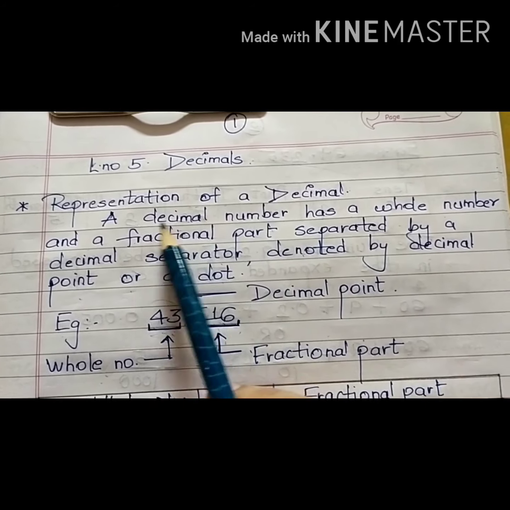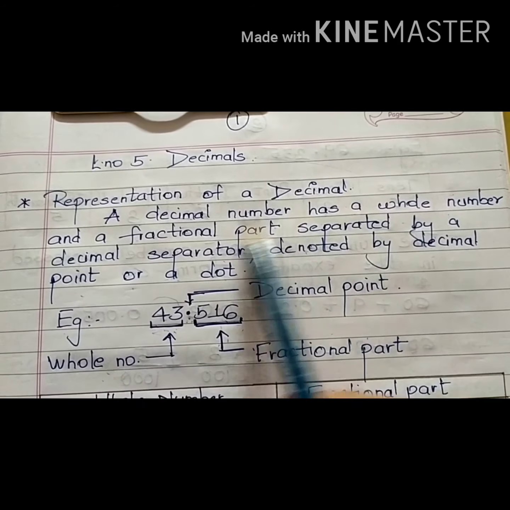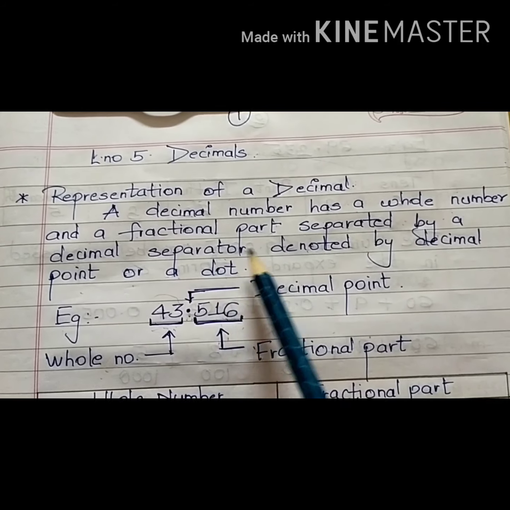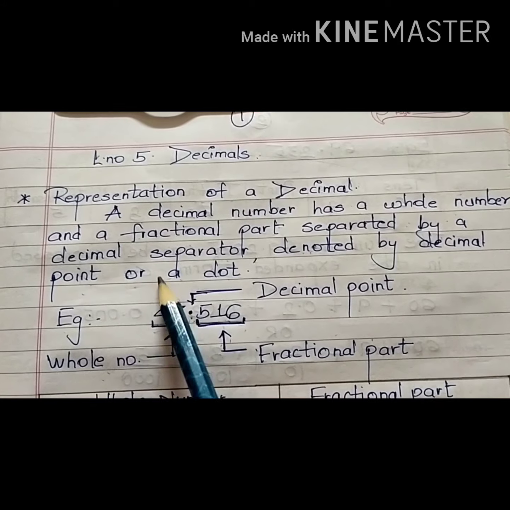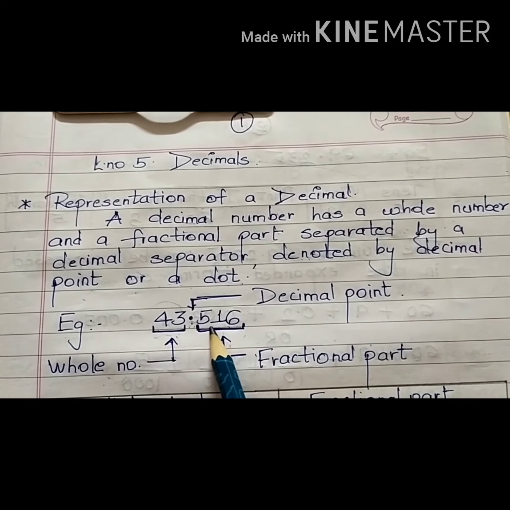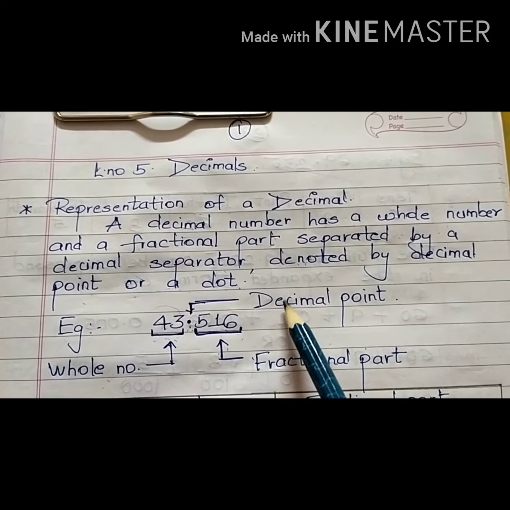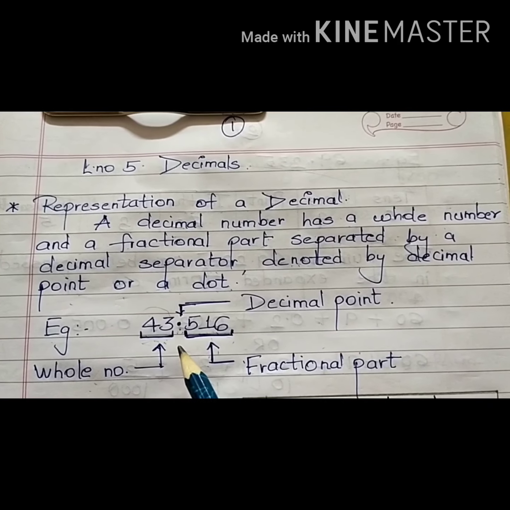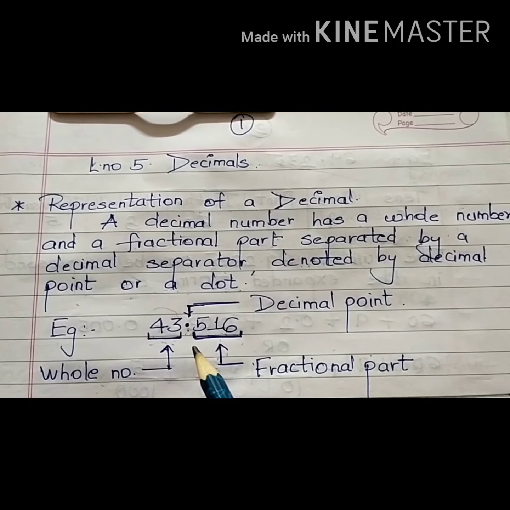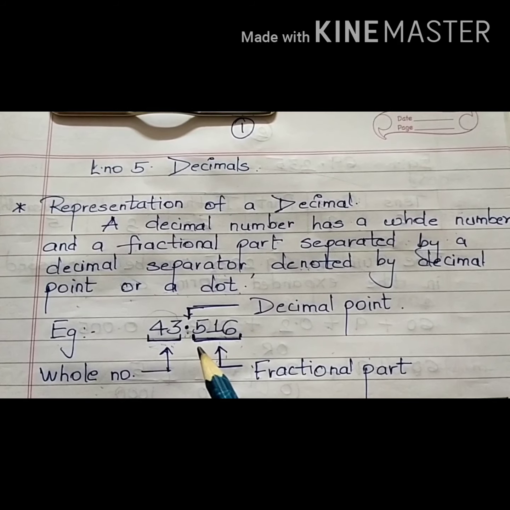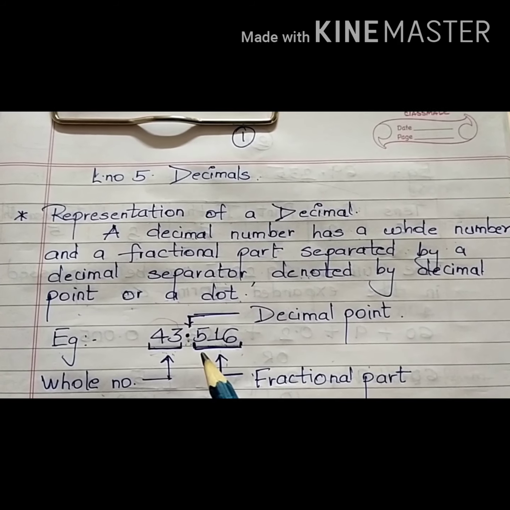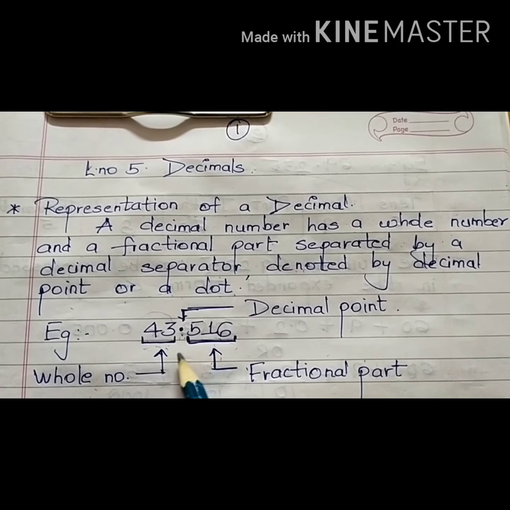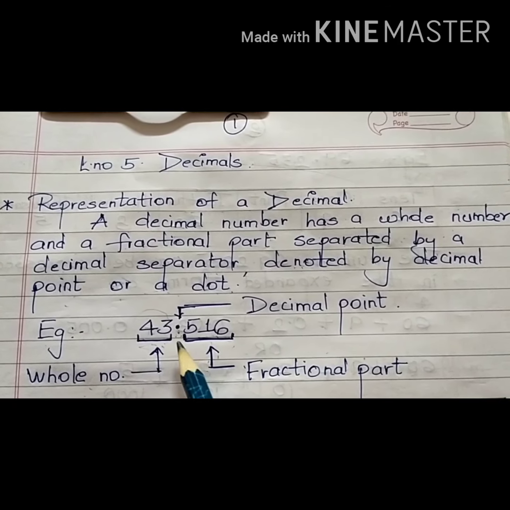Representation of a decimal. A decimal number has a whole number and a fractional part separated by a decimal separator denoted by a decimal point or a dot. We have seen decimal numbers most of the time, whenever we use calculators, or whenever we go to the mall and get a bill, the bill always has the amount including a decimal point. So, let us see what is actually a decimal number.